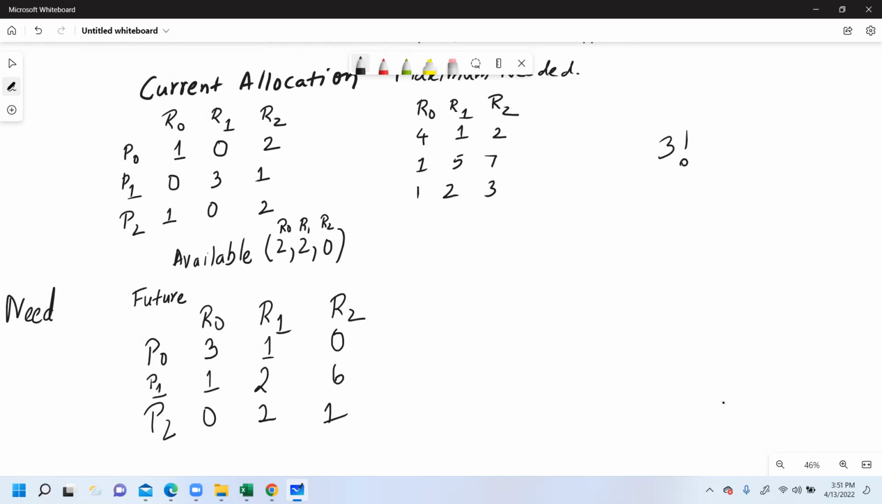But it's saying that I have availability 2, 2, 0, right? So if we execute P0, can we meet the resource requirement for P0 now? Is it possible? No, right? So P0 cannot be done. How about P1? P1 requires 1, 2 and 6. Is it possible to meet the resource requirements? Actually, it's not 6, actually 0. Is that right? Oh, it's a 6 actually.